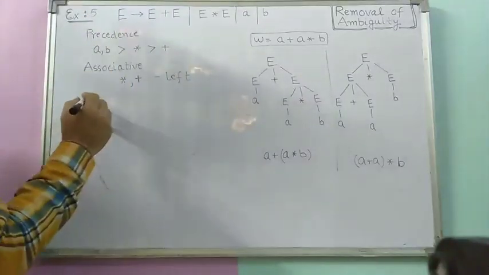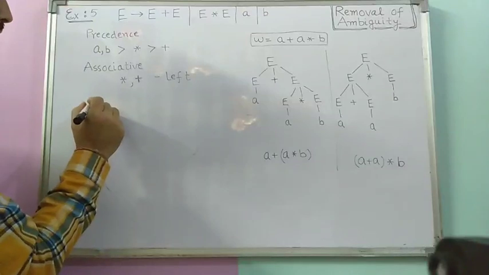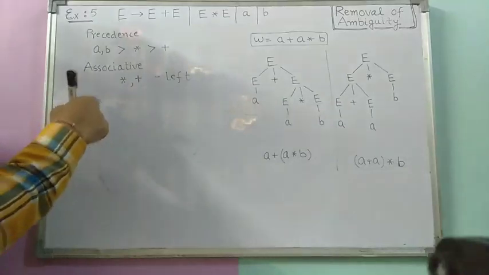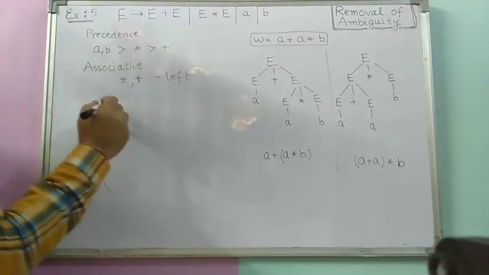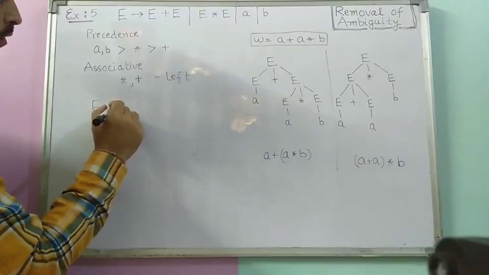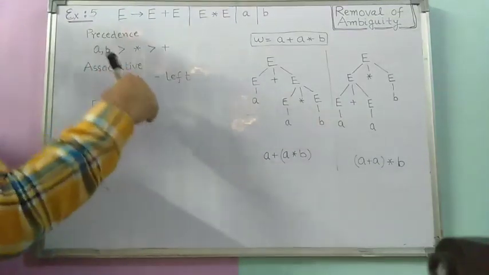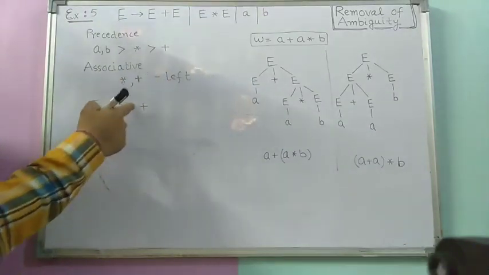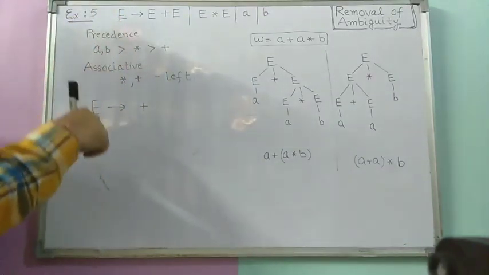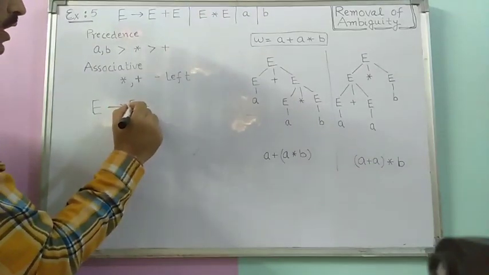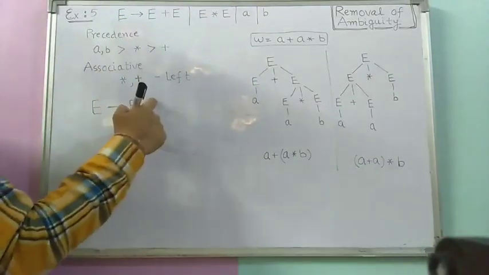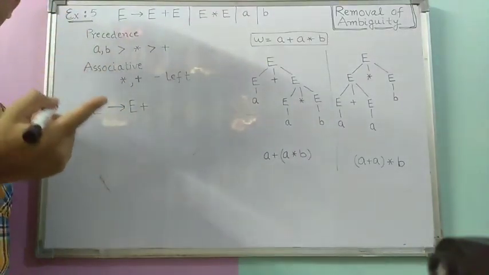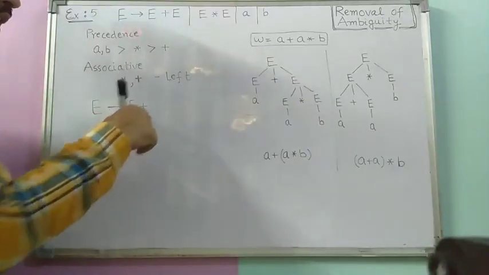Our start symbol is E, so we start writing our grammar, the productions of E. Plus will be derived from this E, so our production will be of the form E to E plus. Now plus is left associative, which means we want to keep the left recursion, so we will keep this E here. On this side E cannot come because we have to remove the right recursion. Now here, what will come?